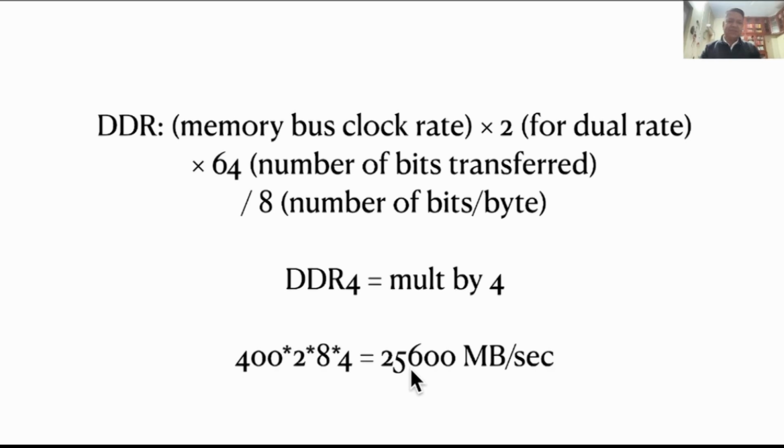Now compare this with the CPU data processing rate. It's in teraflops, right? So we are going to compare that number in this lecture a bit later. So, is RAM fast enough to supply enough data to the CPU? That's the question we're going to ask in a while.